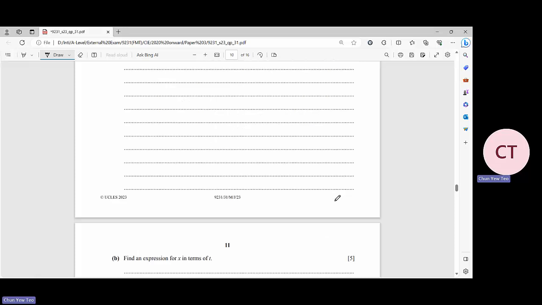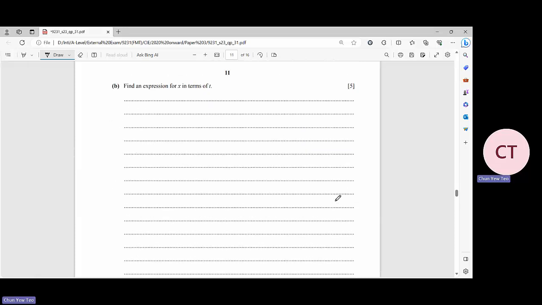Now we move on to number 6b. Find the expression in terms of t. So for these questions, just copy down the result that we have earlier. This one is 9x squared plus 18x. Okay, so now since I want to find the displacement x in terms of t, I need to change this to become dx dt equals to the 9x, x plus 2. Factorize it. So over here, you can see that just apply the separable variables.